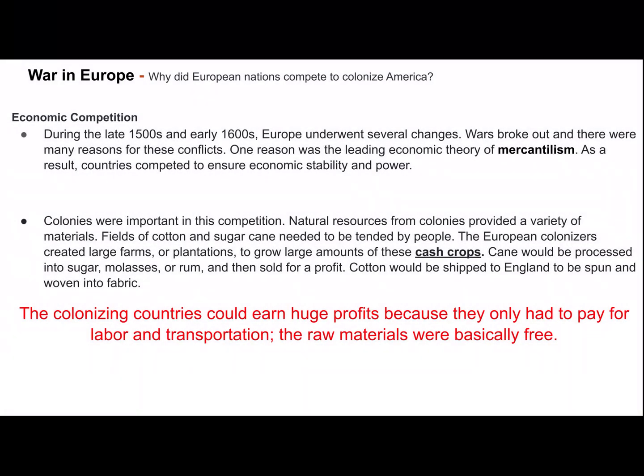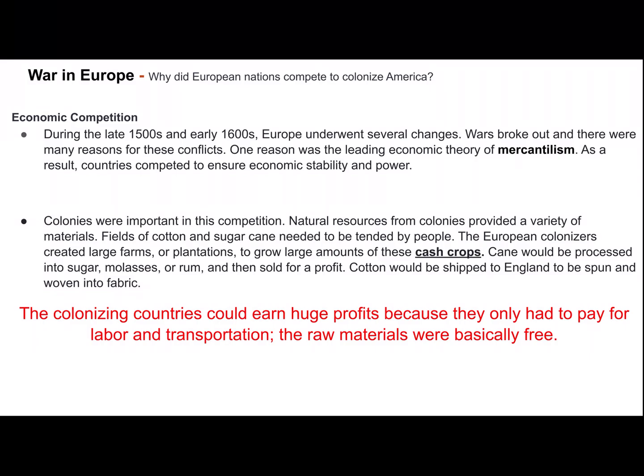So we have some wars going on in Europe, and it's this whole idea of economic competition. We've been talking about this idea of mercantilism, and there are several changes that are occurring in the 1500s and 1600s. One of those reasons is this theory of mercantilism. Countries are very competitive with one another, and they're trying to ensure economic power, economic stability. So colonies are extremely important in this idea of competition because of those natural resources. So the Americas have many natural resources in the colonies, and it's going to provide a lot of materials that can be manufactured in those parent mother countries.